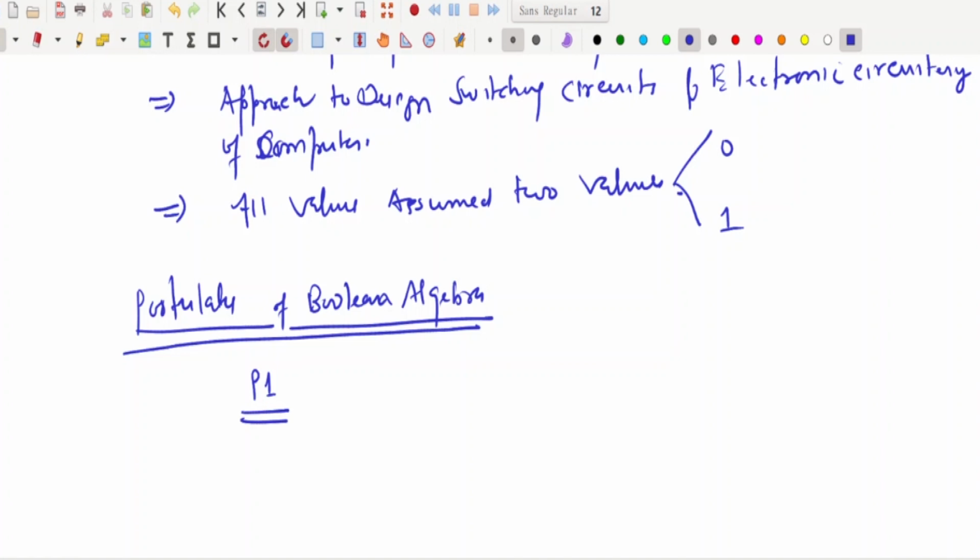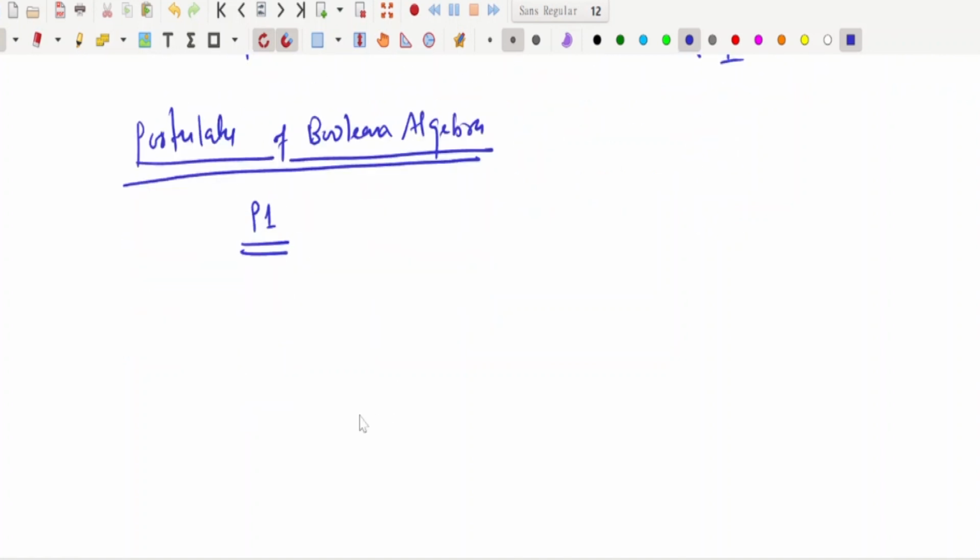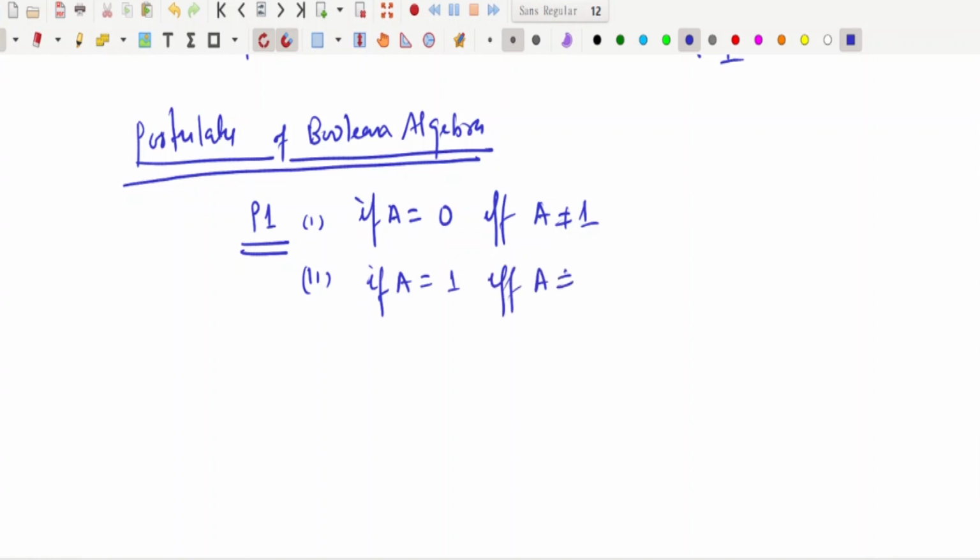When we apply postulate 1, the first part represents: A is equal to 0 if and only if A is not equal to 1. This means if the value of A is logic 0, it is not equal to logic 1. The second says that A is equal to 1 if and only if A is not equal to 0.